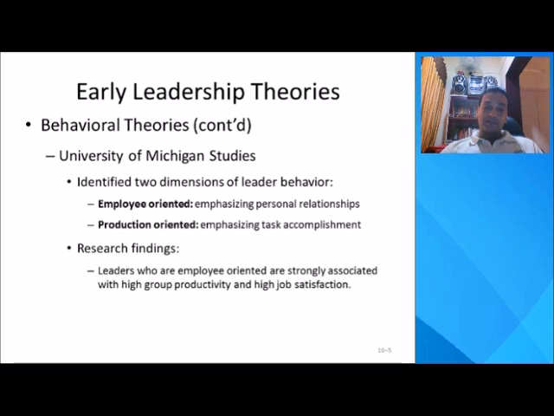Again, the research finds that leaders who are employee oriented are strongly associated with high group productivity and satisfaction. So the leaders who emphasize personal relationships, who value the relationship with the employees, are strongly associated with group productivity.